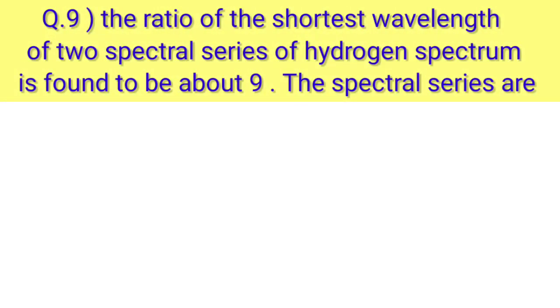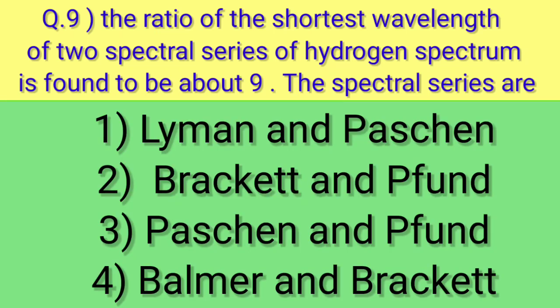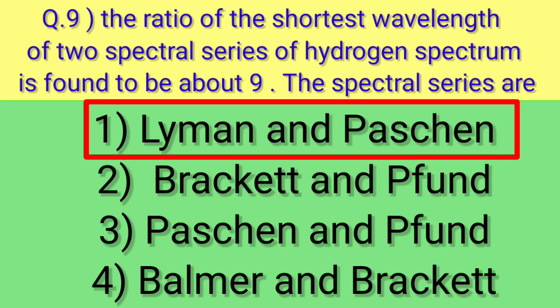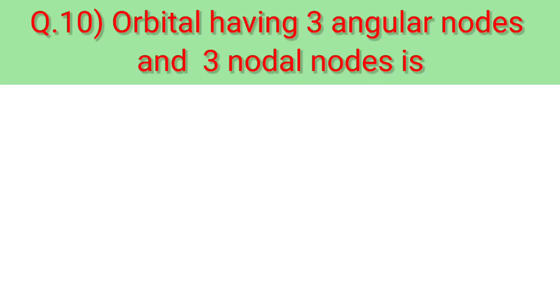The 9th question: the ratio of the shortest wavelength of 2 spectral series of hydrogen spectrum is found to be about 9. The 4 options are on your screen, and the correct option is option number 1, Lyman and Balmer. It was a very tricky question, but indeed easy.